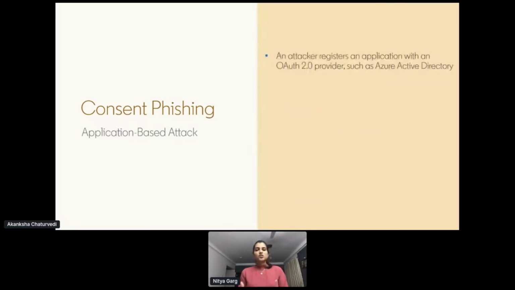An attacker registers an application with an OAuth 2 provider, let's say Azure Active Directory. Then the application is configured in a way that it looks trusted. For example, it will contain the name of a product which is popularly used in your environment, like Google Docs or Microsoft OneDrive.